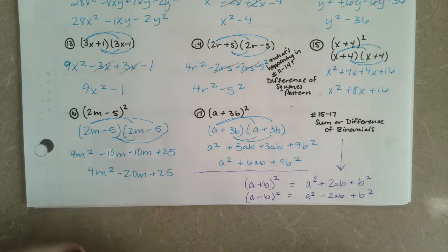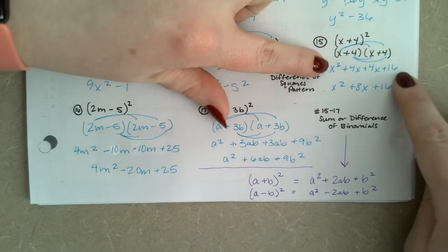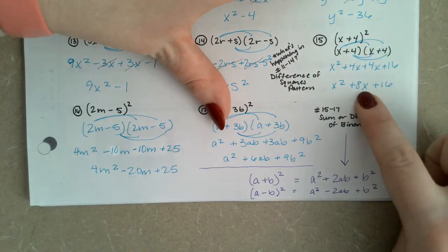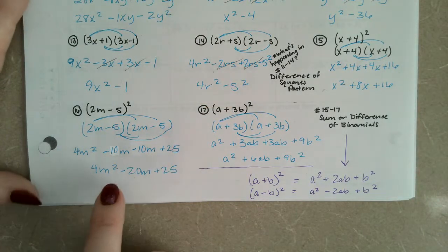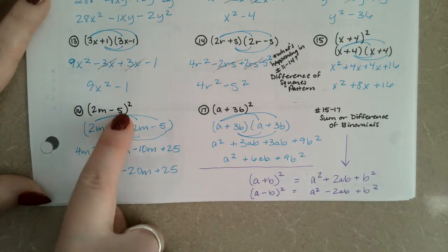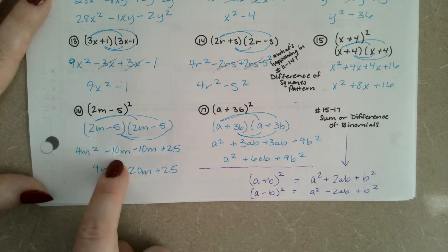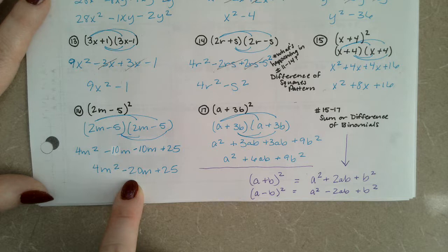So for instance, we can look at 15. We've got the x squared at the front, the 4 squared at the back, and then I take 4x together, and we get 2 of them, and that's where your 8 comes from here. Same thing with your minus pattern. We square the 2m, we square the -5, and then 2m times -5 is -10, and there's 2 of them, so that's where you get your -20.